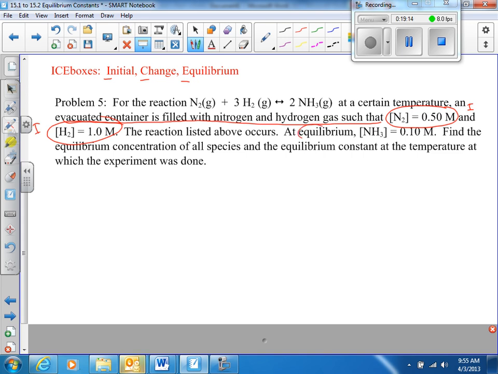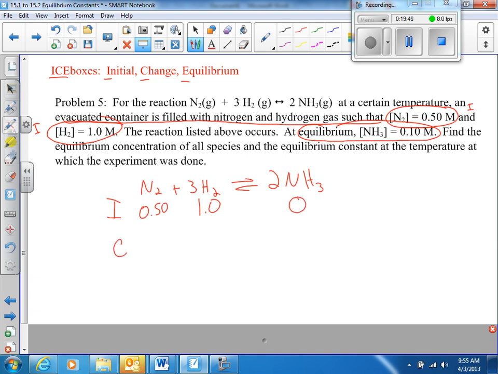And then we are told at equilibrium we have this. We write our reaction, N2 plus 3H2. These are all gases, so there's nothing we're not including. We have our initial conditions. So I for initial, ICE, initial, change, equilibrium. Initially, what do we know? N2 is 0.50, H2 is 1.0, and this was an evacuated container. We did not put any ammonia in there, so the ammonia is initially 0.